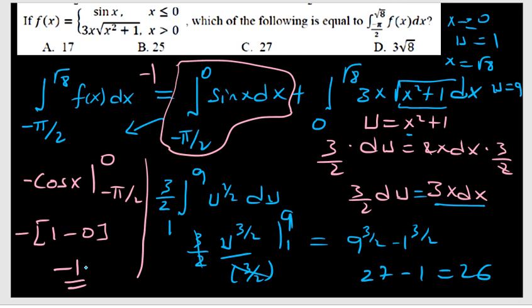But in the beginning we have negative 1 here. So finally the answer will be negative 1 plus 26, which will be 25. So the answer is B.